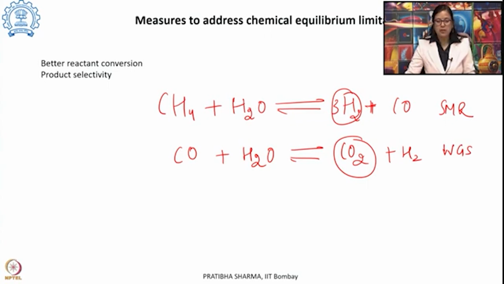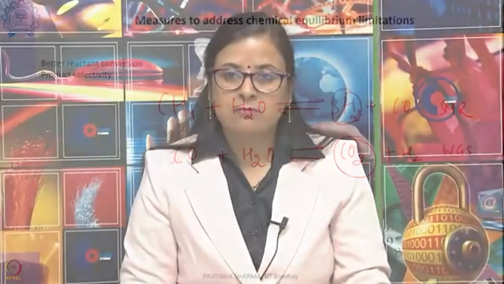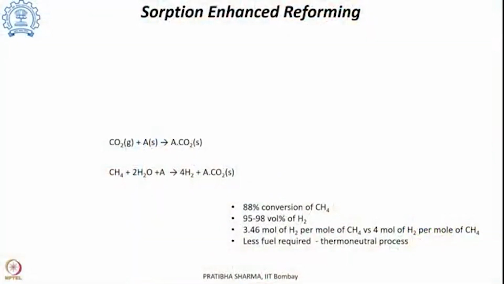So, this is what is being done in the other methods of steam methane reforming which we are going to see today. However, the most widely used method is still the conventional steam methane reforming process, which we have learned in great detail. These methods which we are going to discuss today are still at the demonstration scale, but not being used on a commercial scale. Now, one of these methods is sorption enhanced reforming.